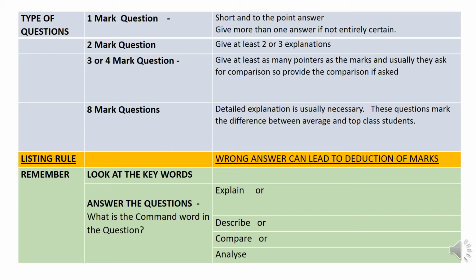One thing to be wary of is the listing rule. This is a rule in all exams and mark schemes, in which if, for example, in a 2-mark question, you give 3 different points and one of them is incorrect, even if the other 2 are correct, you'll still only get 1 out of 2 marks on the question. So a key point to remember is to look at the key word in the question. Is the question asking you to explain, or to describe, or to compare or analyze different things?